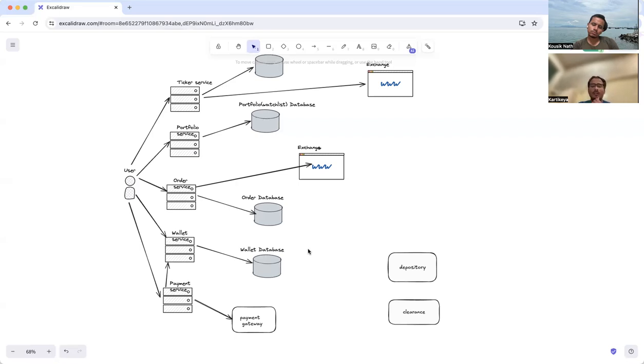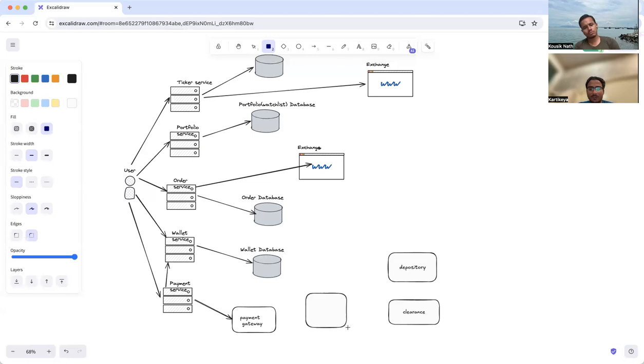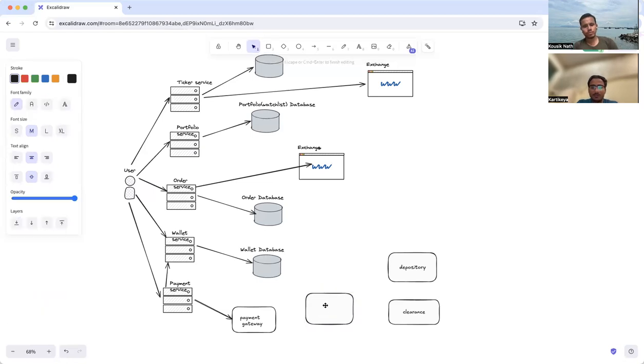So what should we do in that case? We should return this money to the user's wallet. It will initiate a refund transaction, and that refund transaction will transfer the money from the broker's account to the user's wallet. This whole process is called reconciliation. So let me put a box for the reconciliation service here, between the order database and the wallet database.